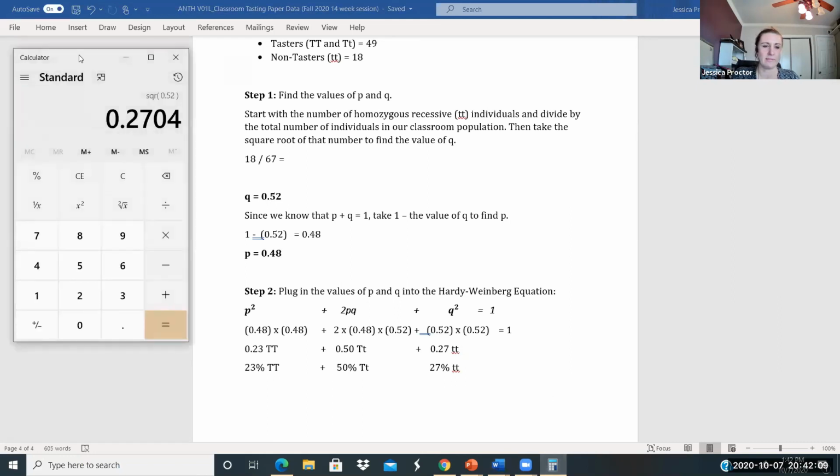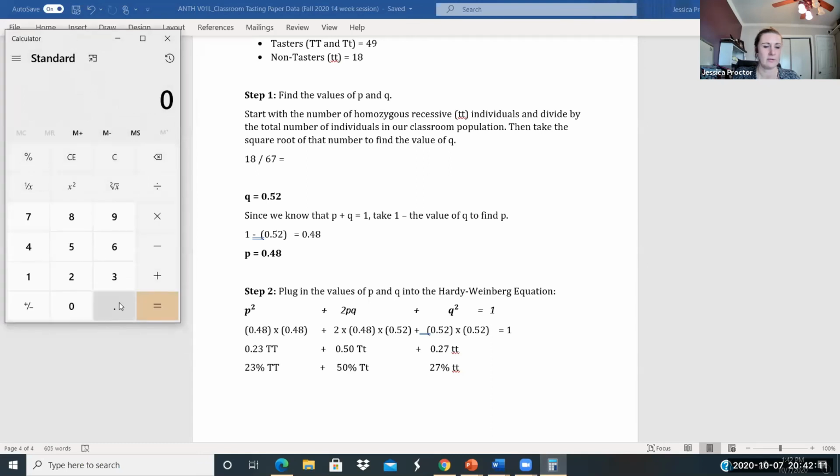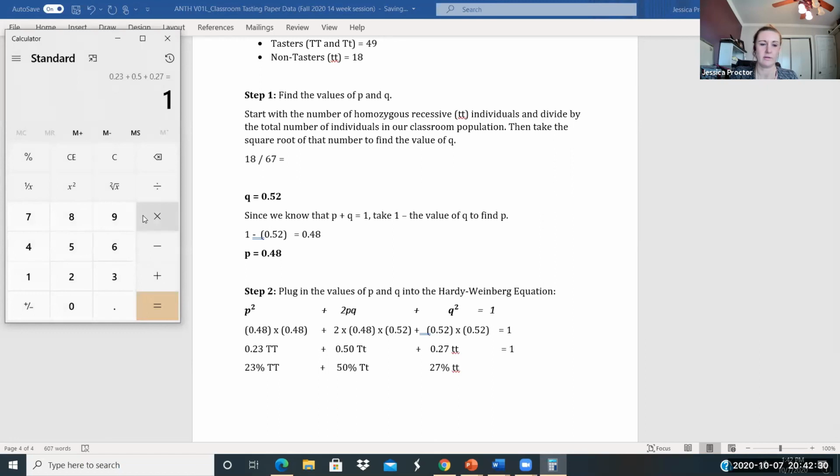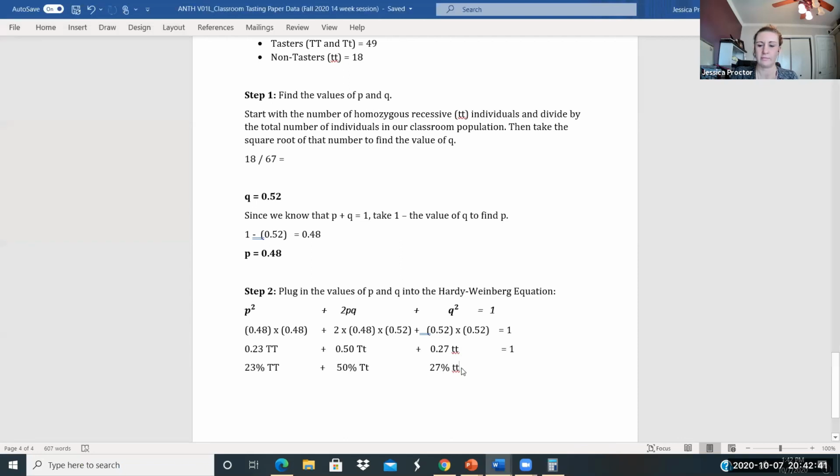Let's see if we got to 1 this time. I think maybe we did. So we're going to take 0.23 plus 0.5 plus 0.27. Yay, we got exactly 1 this time. Beautiful. All right, let's check our percentages. So 23% plus 50% plus 27% gives us 100%. Beautiful.